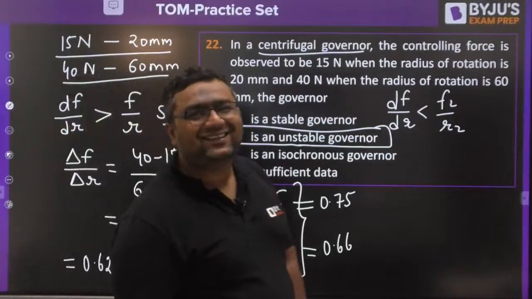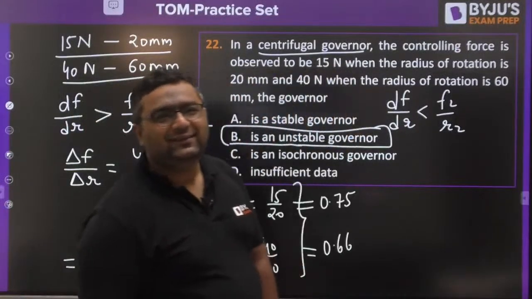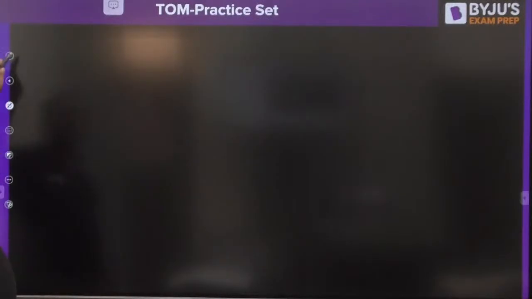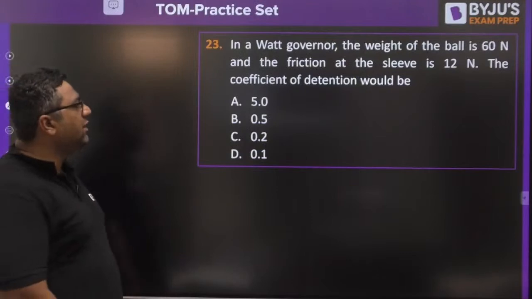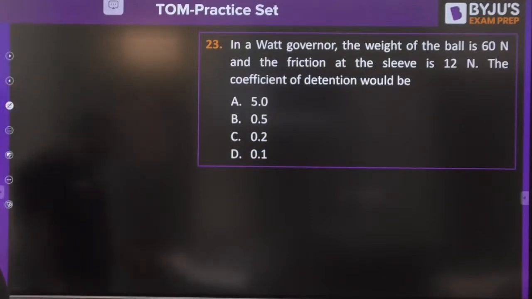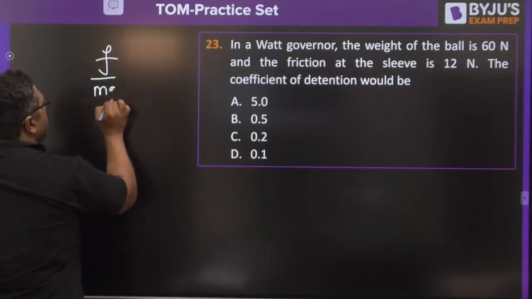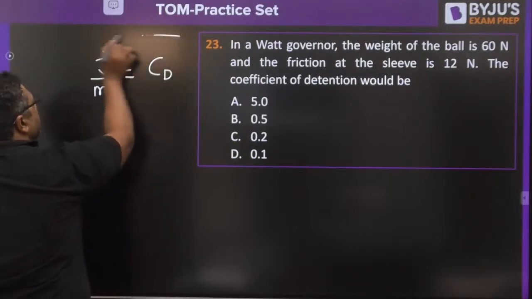Okay, Rakshit, no. I feel now you got it. So it is an unstable governor. Next is governor, where they are asking you the coefficient of detention. If you know the formula, the coefficient of detention is friction force by mg.